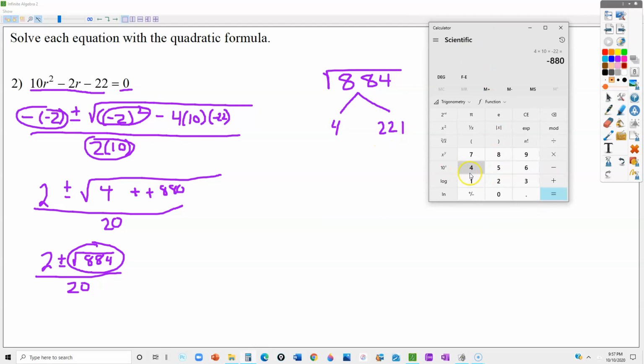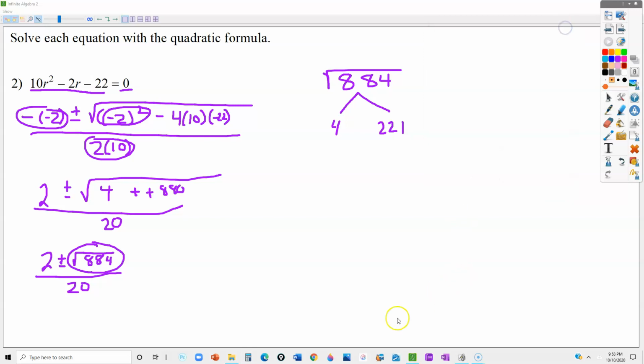I know 4 won't go in there. 5 won't go in there. Let's try 6. 221 divided by 6. Probably not. Let's try 221 divided by 7. How about 221 divided by 8? No? Well, we're having no luck here, so my guess is maybe it doesn't get divided by anything. Tried 11. Let me try 13. Ooh, what do you know? 13 went in there. Yowzers.